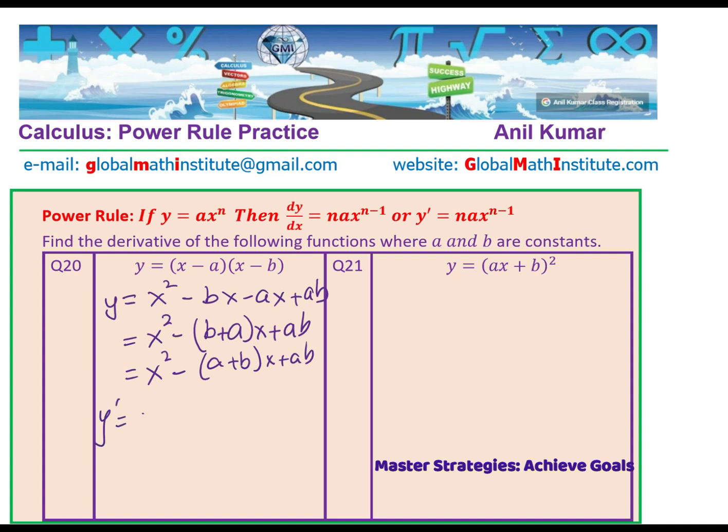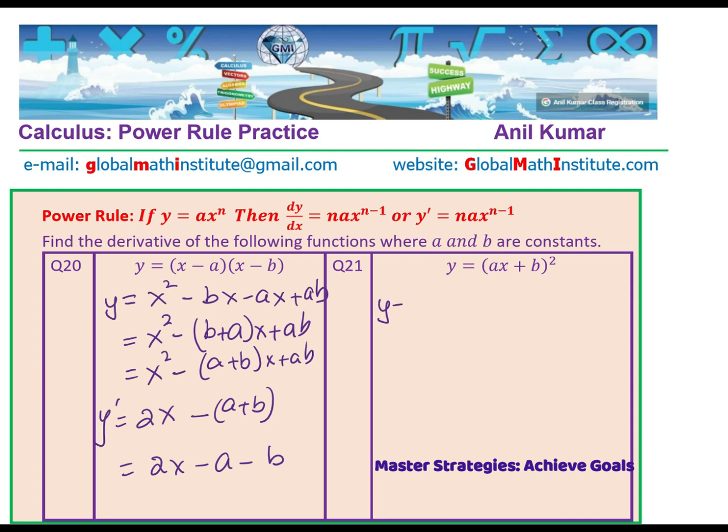Well, the derivative will be 2x minus the coefficient of x, which is a plus b, right? And for ab, it is going to be 0. So you could write this as 2x minus a minus b. Clear? So that is how you get the derivative of this expression. Perfect. Let's do the next one.